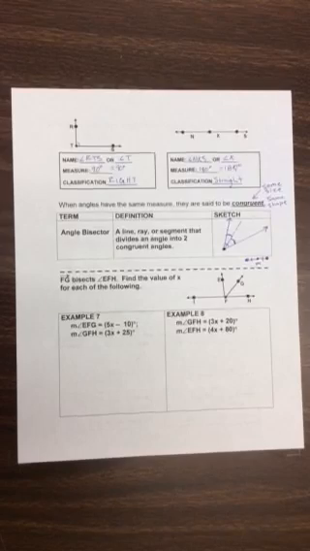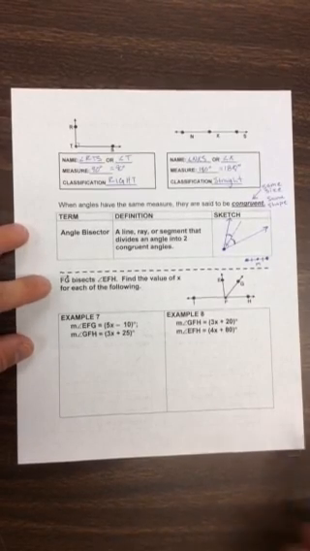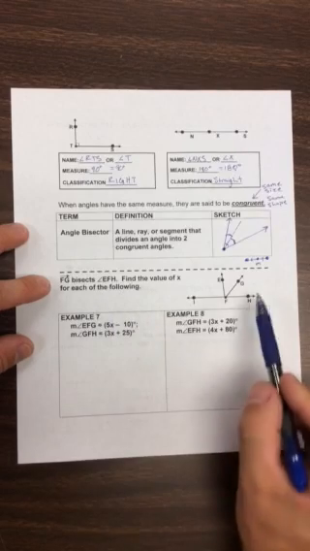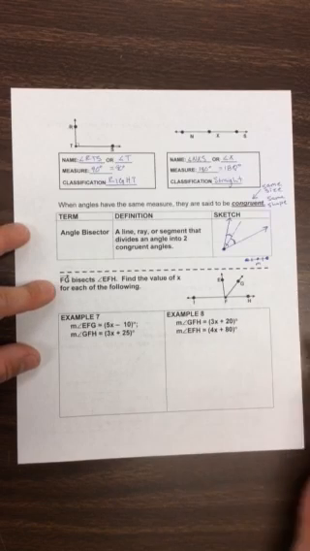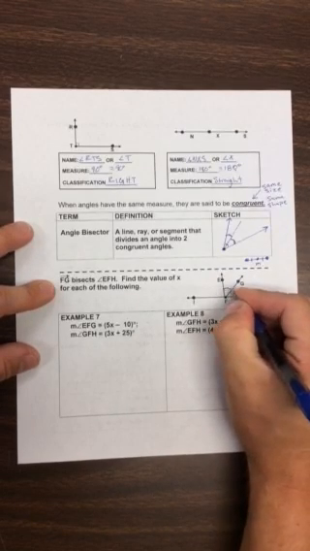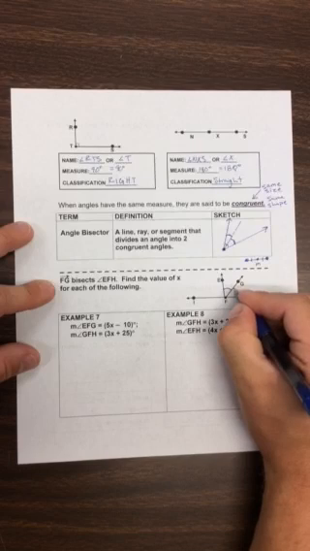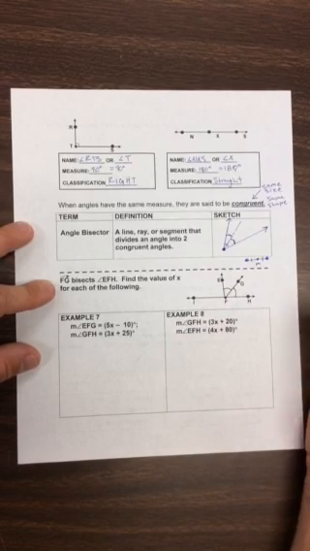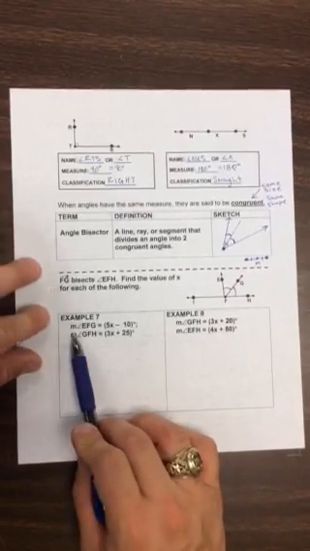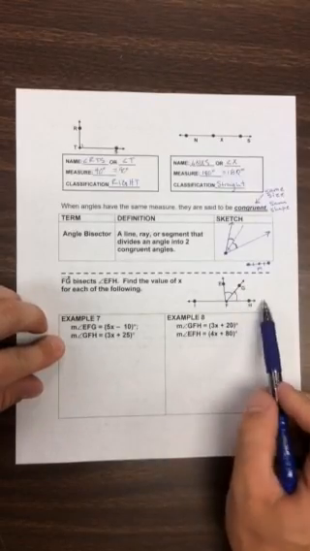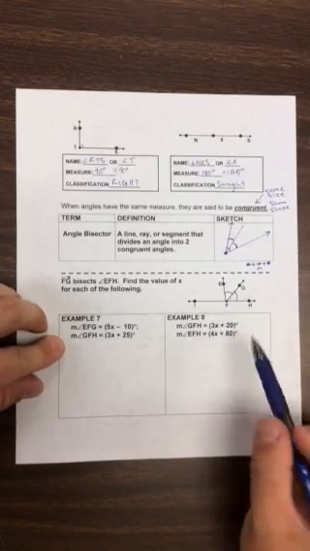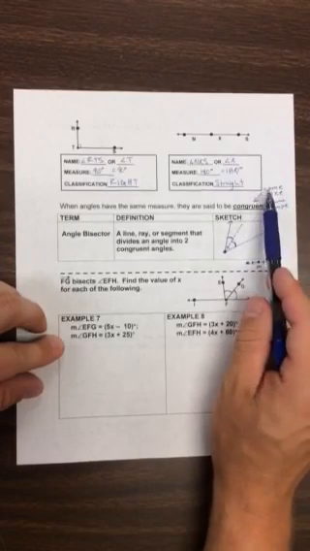So, let's look down at how to apply this. Ray FG bisects angle EFH. EFH is bisected by FG. What does that mean? I know that this angle EFG and this angle GFH are congruent. Let's talk about what that means. If we have EFG and GFH, those are my two congruent pieces. Congruent pieces mean same size, same shape.